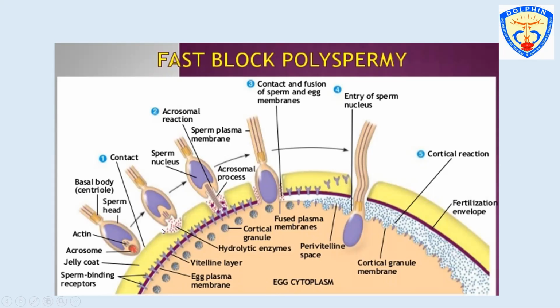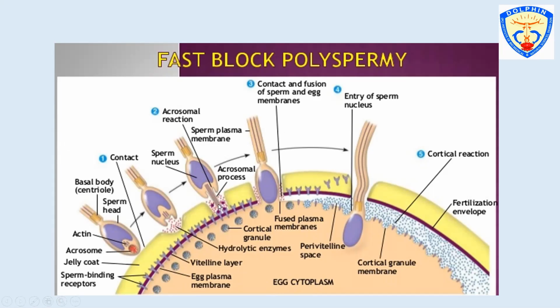After this, the acrosome is going to release the hydrolytic enzymes which will dilute the jelly coat of the egg. Then there will be development of the acrosomal process, and this acrosomal process will come in contact with the sperm binding receptors. This is the sperm nucleus, and this is called the acrosomal reaction.